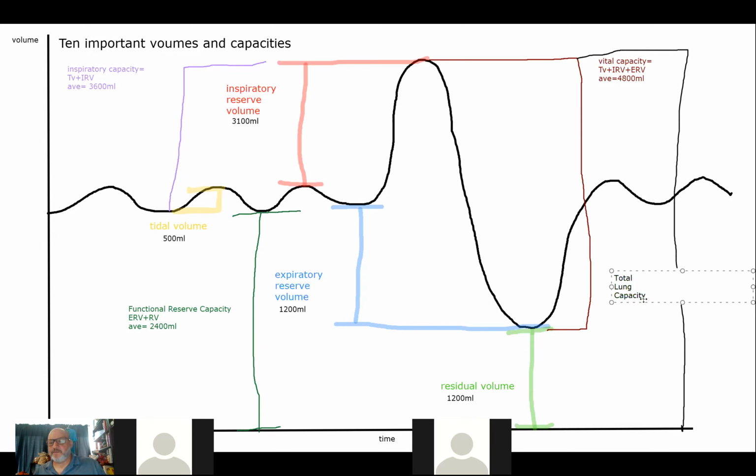Of course, I need this to be black. Total lung capacity. If you think about it, there's two ways I could calculate this. This is obviously all of my volumes together, tidal volume plus inspiratory reserve volume plus expiratory reserve volume plus residual volume. Or if you think about it, it could be my vital capacity, the total amount of air I'm capable of moving, plus my residual volume. Either way, when I put them all together, what is my average total lung capacity?